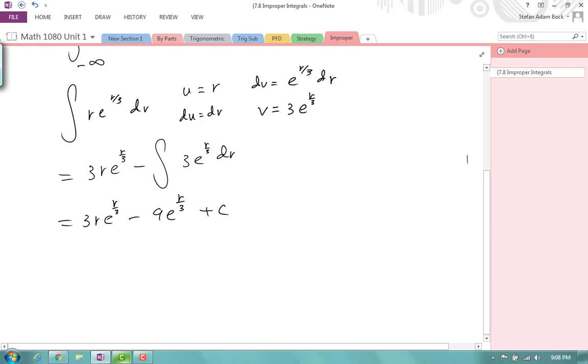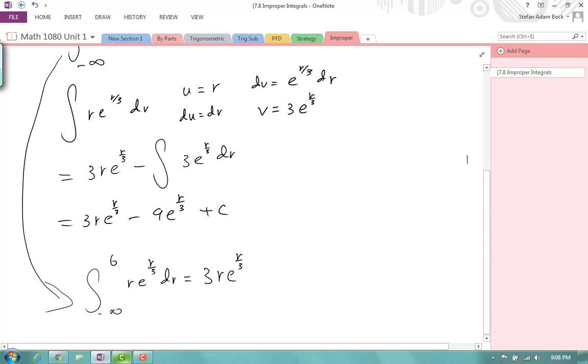But the problem with these doesn't come from finding the antiderivative, it comes from trying to evaluate it at the bounds. Because from the fundamental theorem of calculus, part 2, if I find the antiderivative, then the definite integral is just the antiderivative evaluated at the upper bound minus the antiderivative at the lower bound. So this original integral should be equal to 3r e to the r over 3 minus 9e to the r over 3, evaluated from negative infinity up to 6.